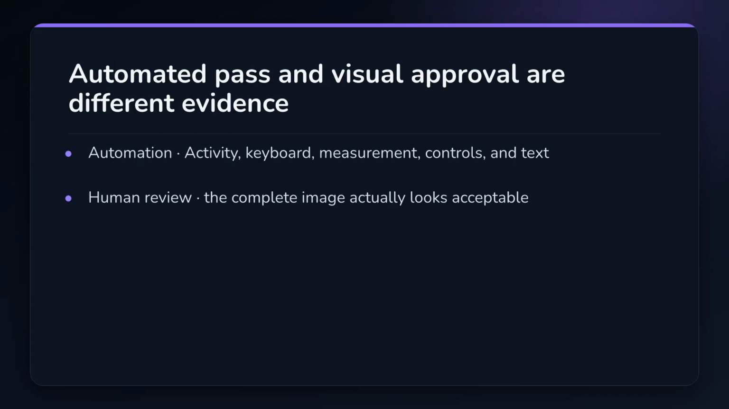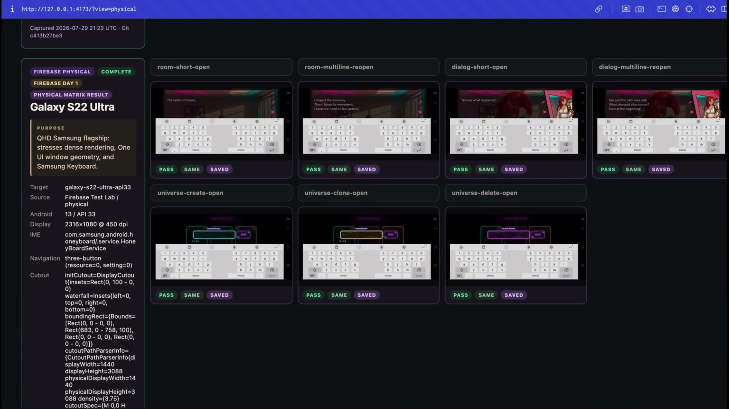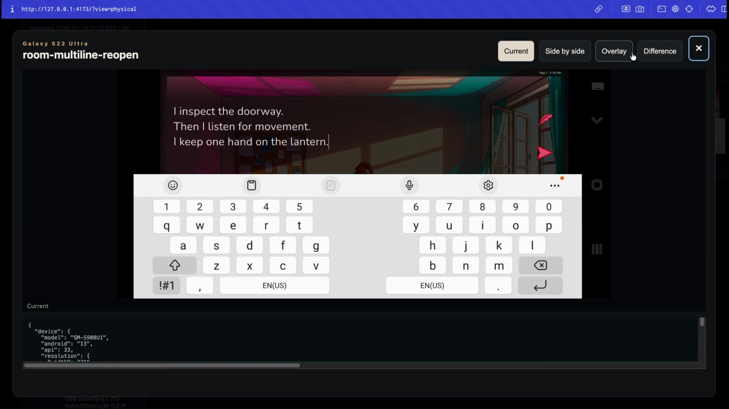Passing was not the same as looking approved. A person also reviewed each full-screen image, including the keyboard and surrounding layout. All 70 were manually approved, with 0 missing captures and 0 device errors. This is strong evidence for a deliberately varied list of 10 devices. It is not proof for every Android device, every keyboard, or every possible configuration. The value is that the coverage is visible and specific. We can say exactly what we checked, what passed automatically, and what a person actually saw.